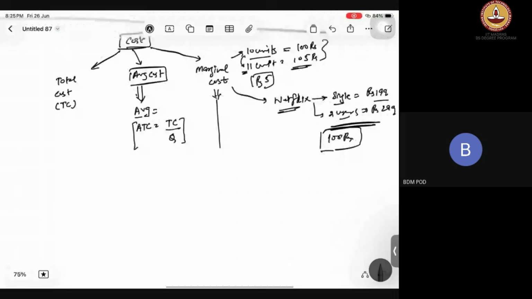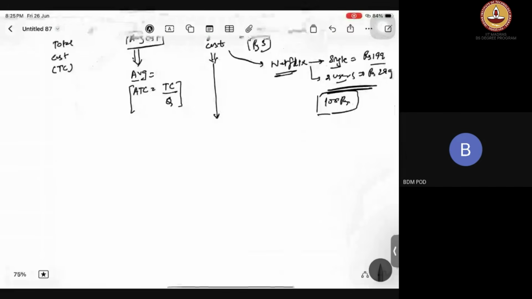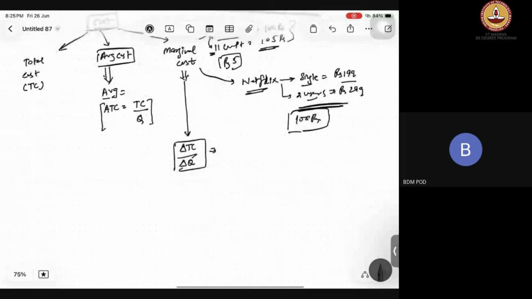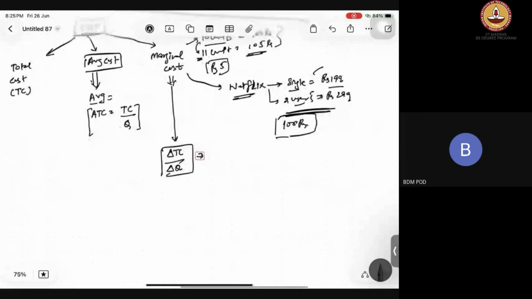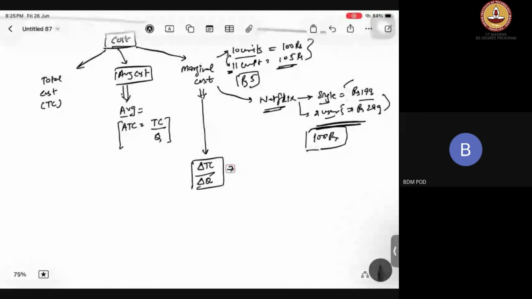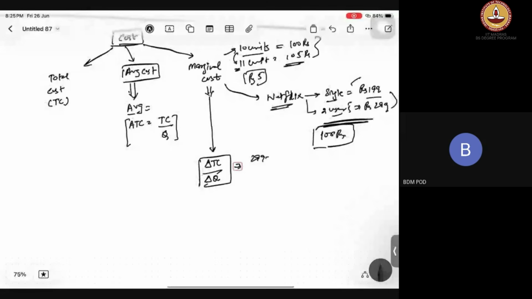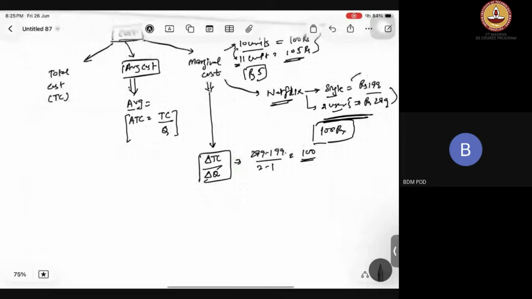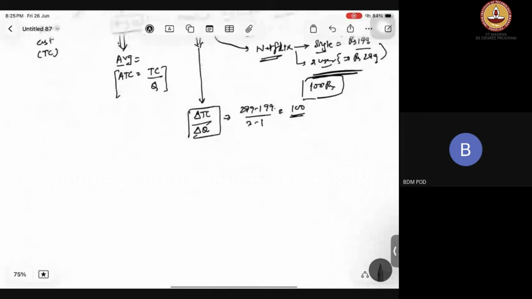So what exactly is the marginal cost representing in terms of mathematics? In terms of mathematics, it is representing delta TC by delta Q. So it is change in cost, single user and two users, with respect to the change in number of units. Okay, so here it is 299 minus 199 divided by the change in unit, which is 2 minus 1 equals 1. So 100 is your marginal cost. Okay, I hope it is clear.